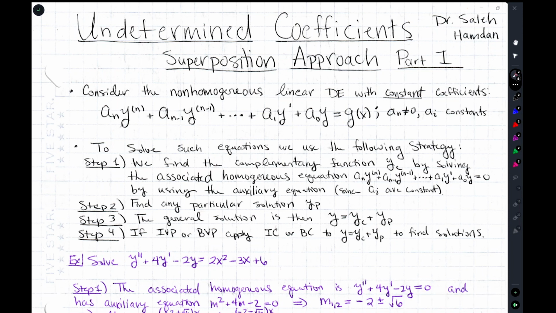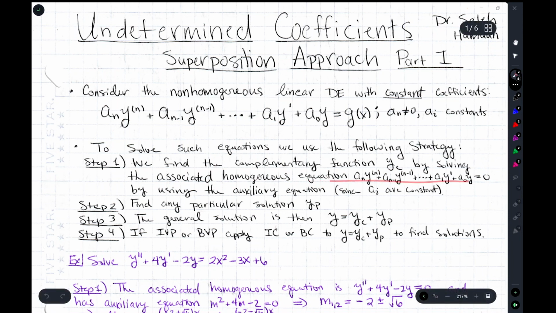So here's a breakdown of the steps that are part of this method of undetermined coefficients. So we're going to have the following strategy. Step 1, we'll find the complementary function yc by solving the associated homogeneous equation. Okay? The associated homogeneous equation is just taking this equation and setting g of x equal to 0.